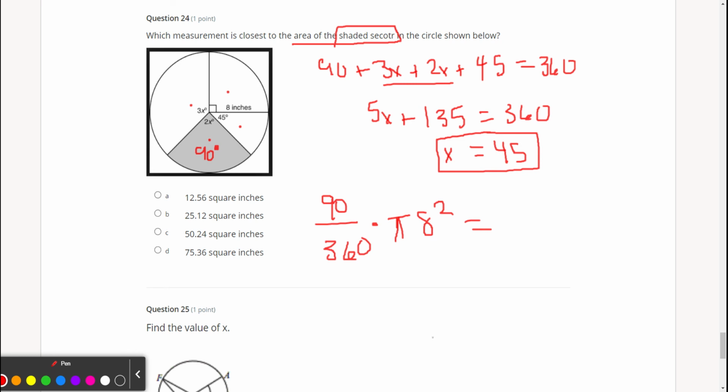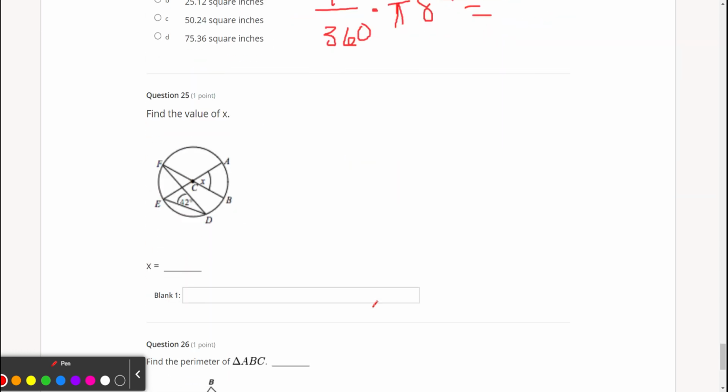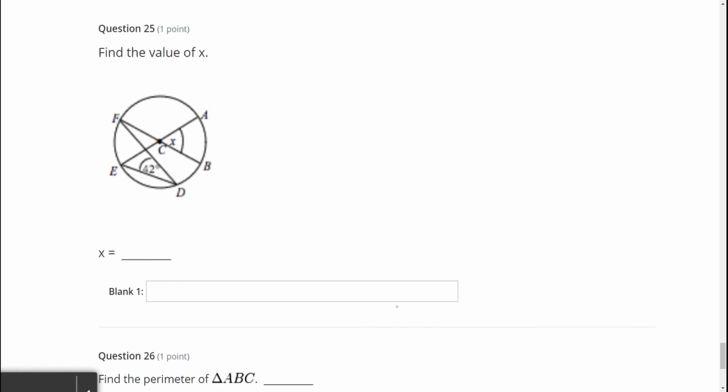This one is closest to the area. Remember, anytime you use pi, sometimes they'll use the pi button and sometimes they'll use 3.14, so your decimals might not match. Oh yeah, the decimals match up when you do 3.14.